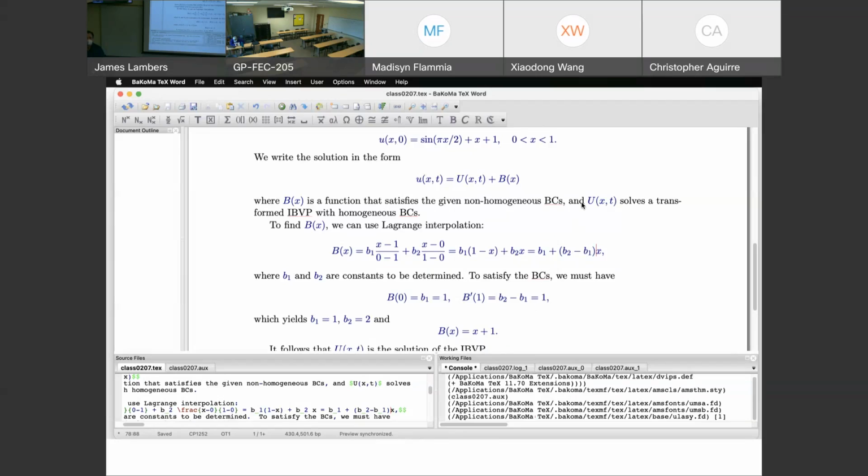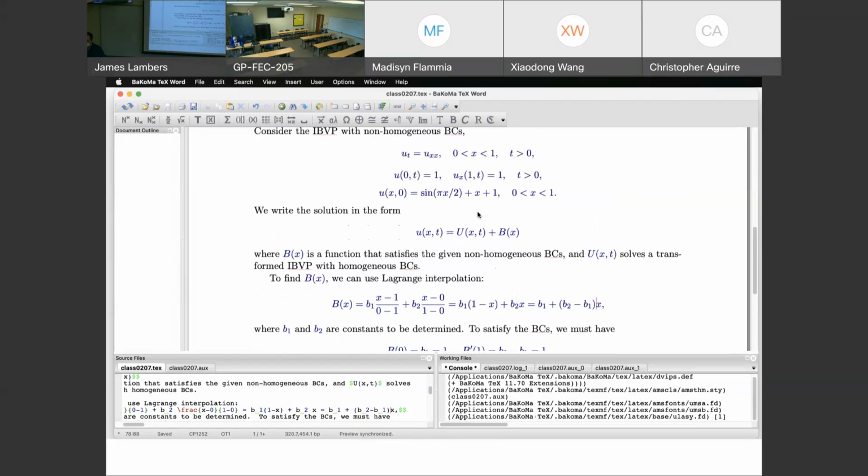Because it's B of 0, because that's the first boundary condition, U of 0 and T. Yes. That's equal to 1. And then it's B prime of 1 because it's the partial derivative with respect to x. Okay. And there's only x. Yes.